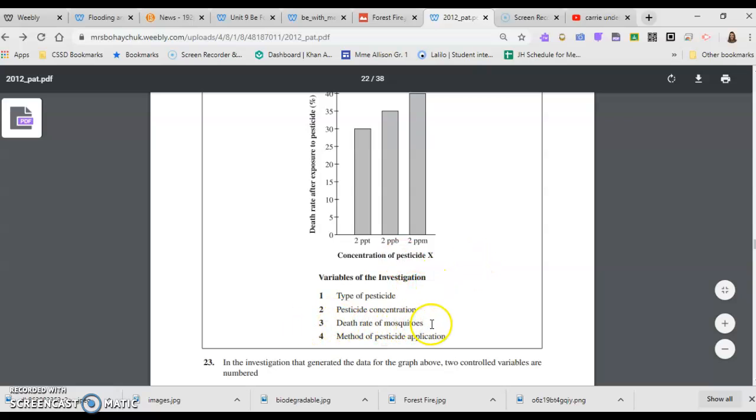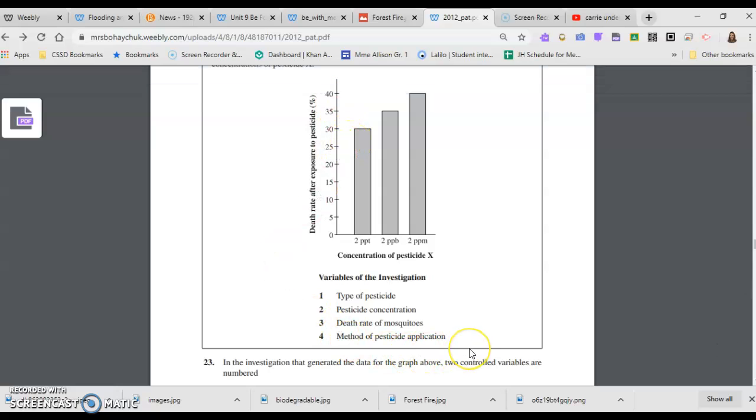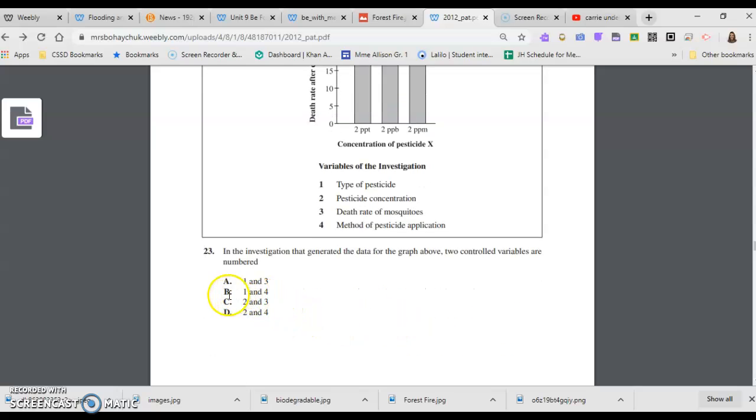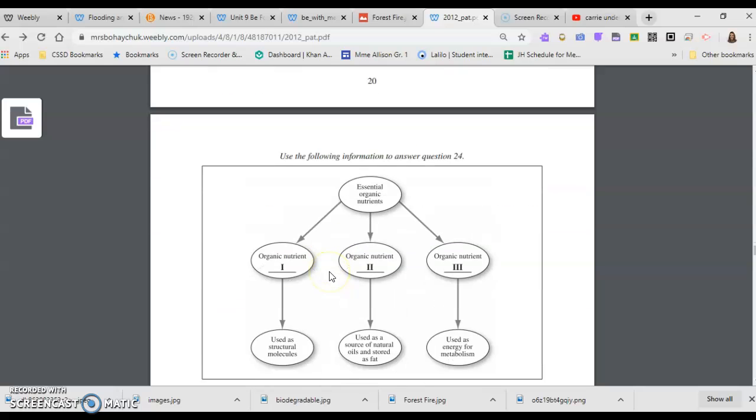The death rate of the mosquitoes is a responding variable, so it's not that one. And then the method of pesticide application is going to be the same for all of them because it didn't say anything about that. Okay, so controlled, manipulated, responding, controlled. So 1 and 4 are our controlled variables. 1 and 4, B.